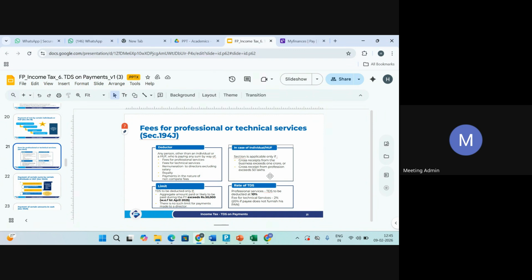Okay, based on his profession, if the receipt exceeds 50 lakhs, receipt means income. If the income from the profession exceeds 50 lakhs, he also has to pay. In this case, an individual or a Hindu undivided family, both have to pay. If it is business and the receipts exceed 1 crore, he has to pay. If an individual is dealing in it and the receipt exceeds 50 lakhs per annum, he has to pay. So that is two things.